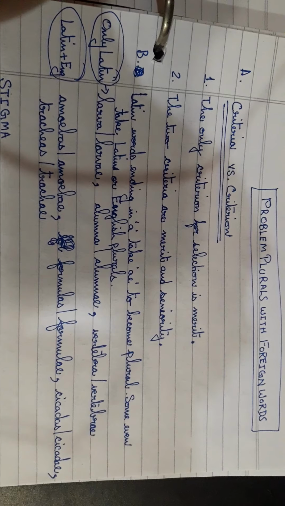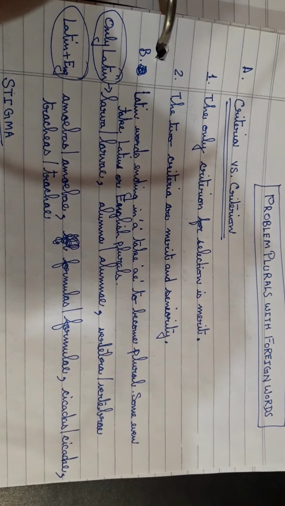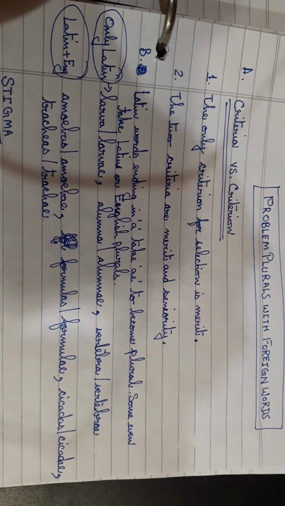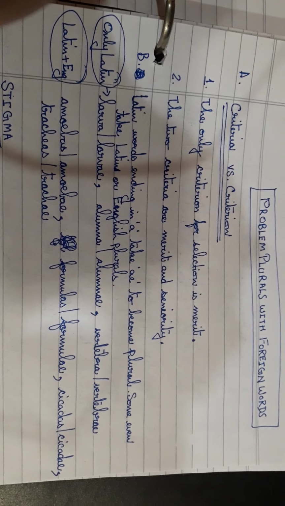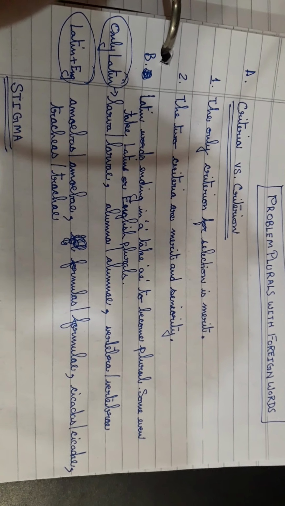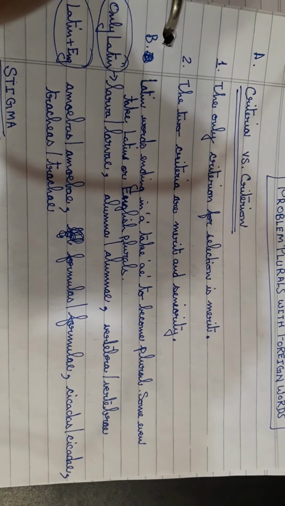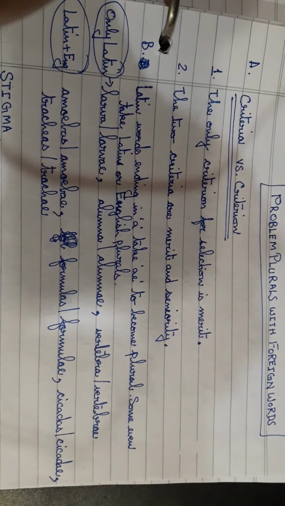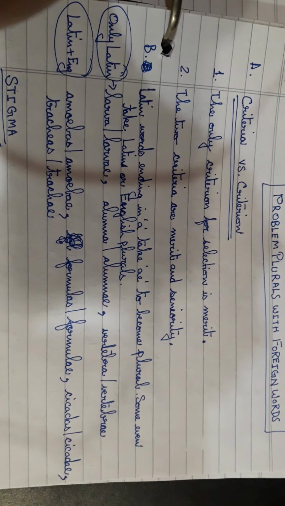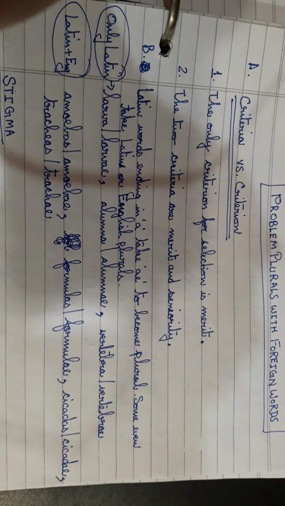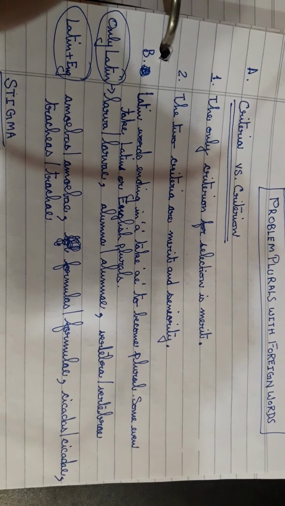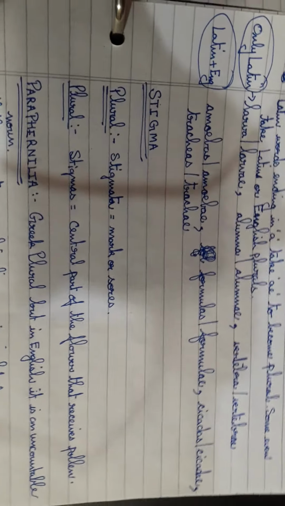So with more reading you will understand which are the ones which do not take an S. They can be tested at a very high level, so don't worry too much about them. However, most of them would take either an S or an AE. But these three typical ones, larva, larvae; alumna, alumnae; and vertebra, vertebrae, just remember these three. LAV.